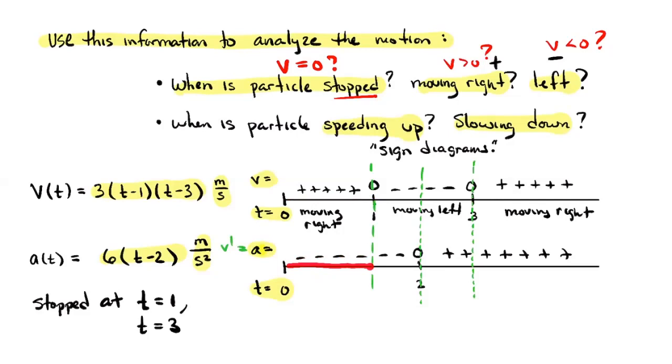So that is, its absolute value is getting smaller. Its speed is getting smaller. So if you have a positive velocity that's getting smaller, then you're slowing down. The velocity is becoming closer to 0. So because the velocity is positive and the acceleration is negative, I know that the particle is slowing. I'm just going to write slowing right there.